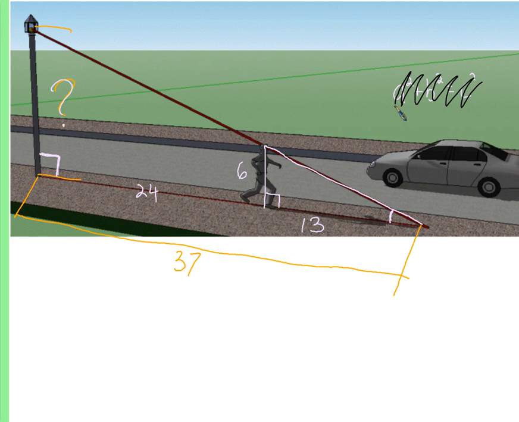So if this is a certain size and this one is a certain size, this big one could be twice as big as this smaller one. Or another way to think of it is, if this long side of this triangle is twice as big, then all parts of that triangle are twice as big. Except for the angles, they're exactly the same.